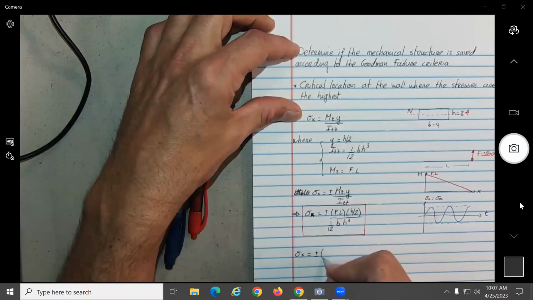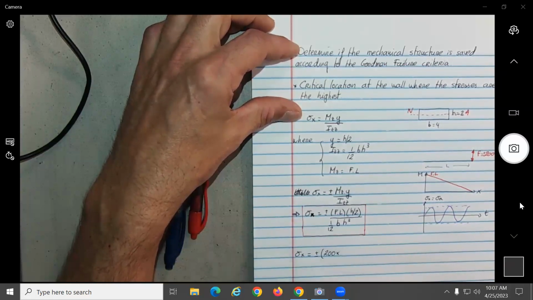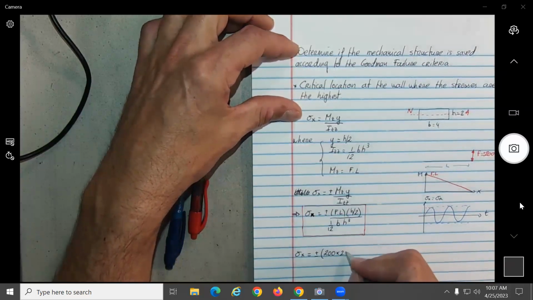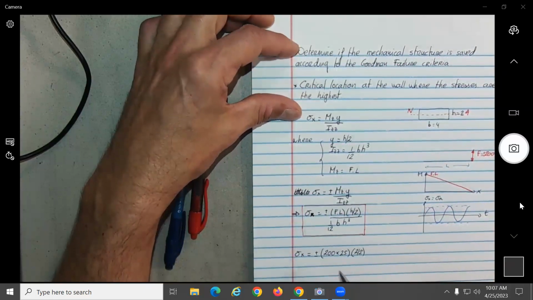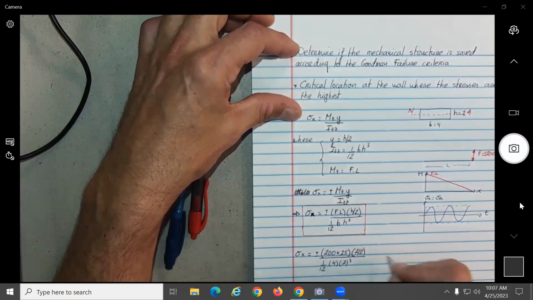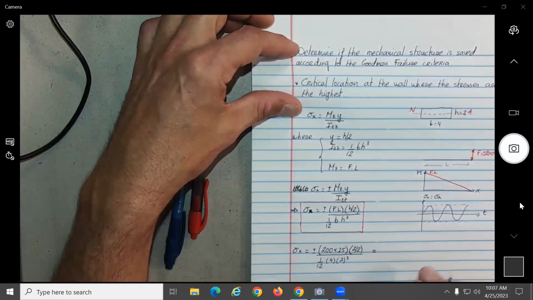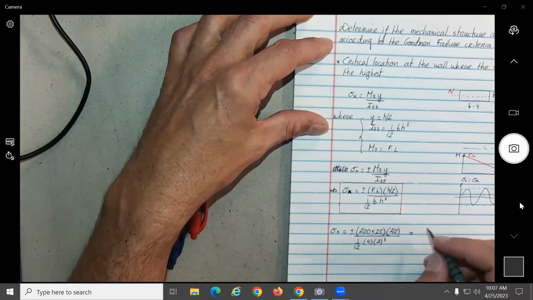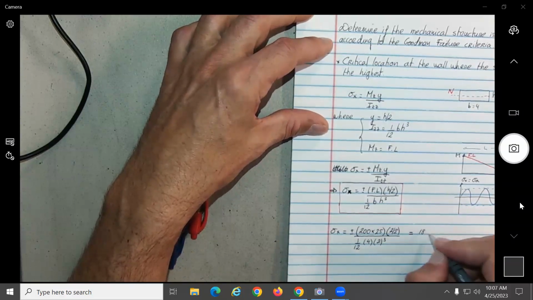So this will be 200 times, what was L? 25, times 2 divided by 2, divided by 112 of 4, times 2 to the cube. Okay, somebody else can double check, but I trust 1875.